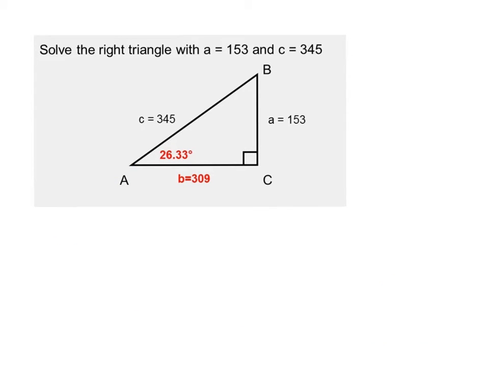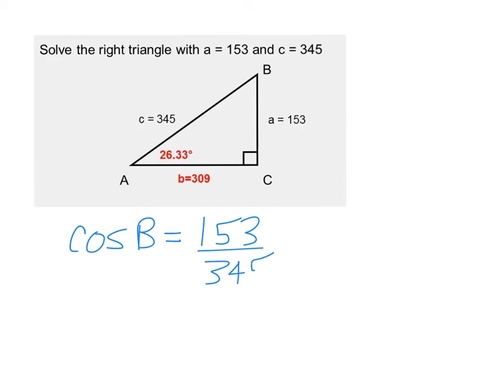Our next step is to find the second angle, B, and to do that we're going to use the cosine because we have the adjacent over the hypotenuse. You'll notice here I am not just adding my angles together because I want to find mathematically that value using my trigonometric functions. So I'm going to go with the cosine of B is equal to 153 over 345. And when I isolate my B, I'm going to have to take the inverse of cosine.